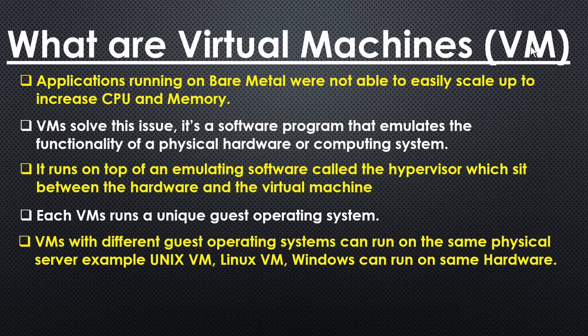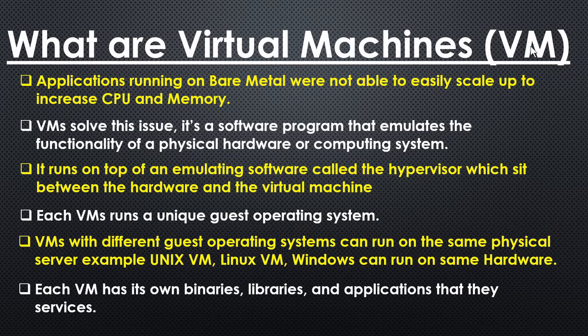VMs with different guest operating systems can run on the same physical servers. For example, Unix VM, Linux VM, and Windows can run on the same hardware. Each VM has its own binaries, libraries, and applications that it services.